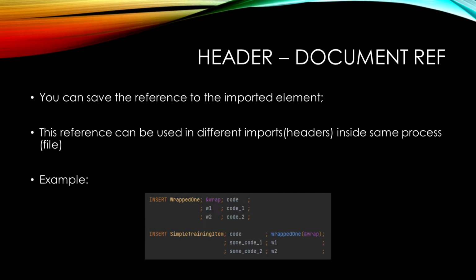You can save the reference to an imported item so it will be easier to point to it later. For example, I've imported a few wrapped1 items and created references as W1 and W2. Later, I've used such references to fill those items as properties for SimpleTrainingItem.